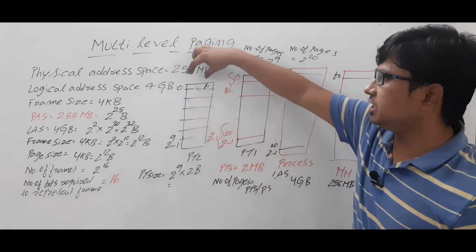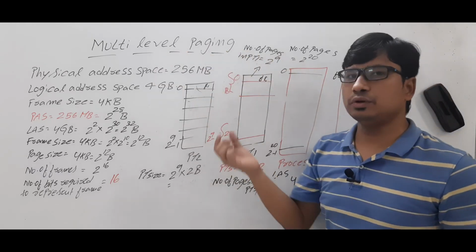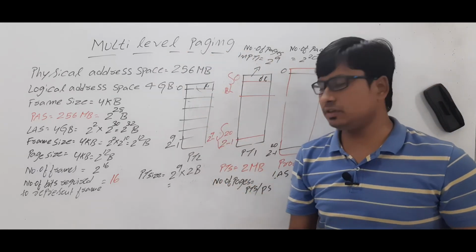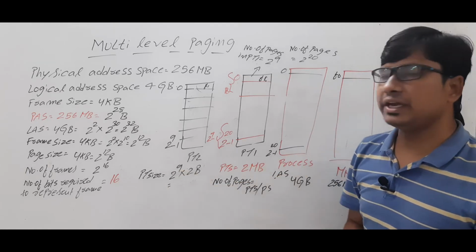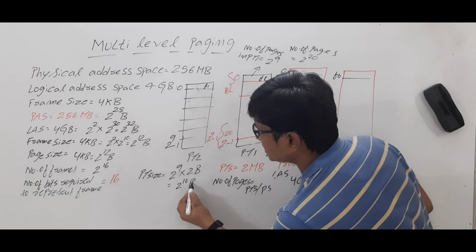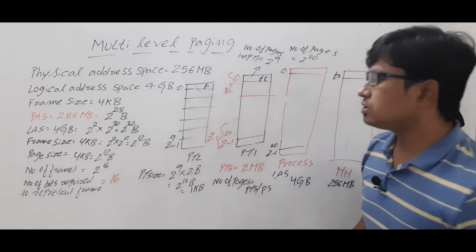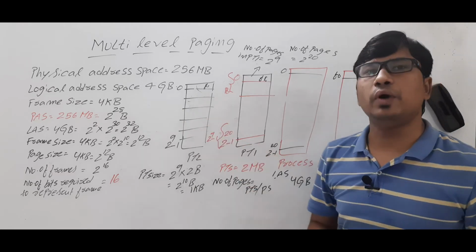Usually sometimes they even give this entire size also. That time we need not count the number of bits required for the frames. Okay, so 2 power 9 into 2 bytes, which is 2 power 10 bytes, which is 1 KB. So this page table size is 1 KB.